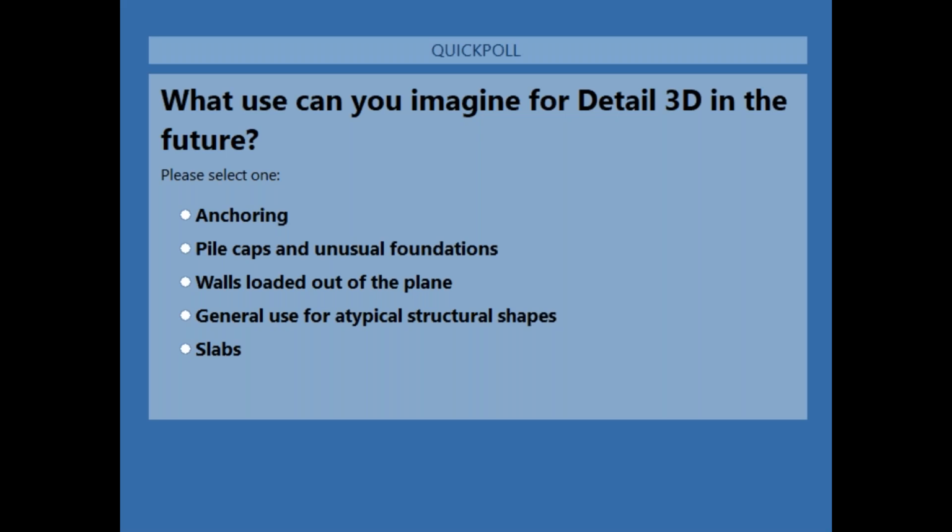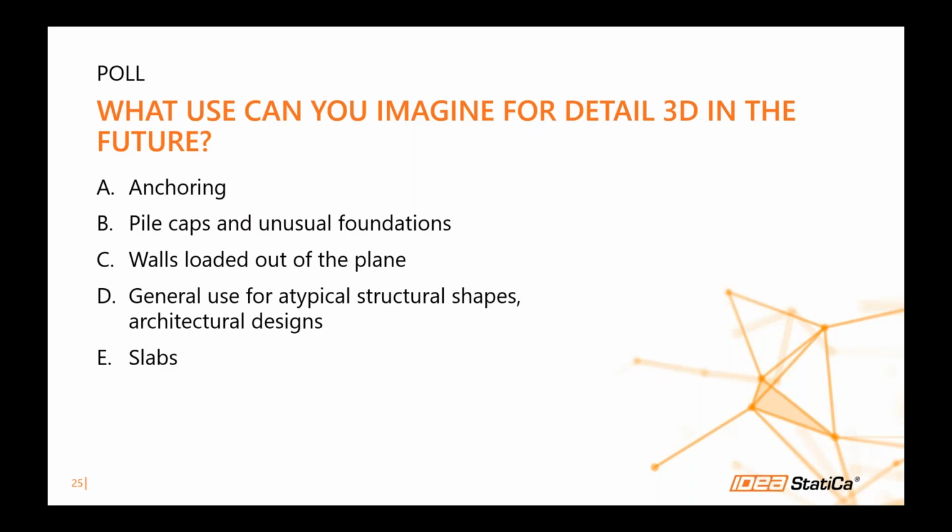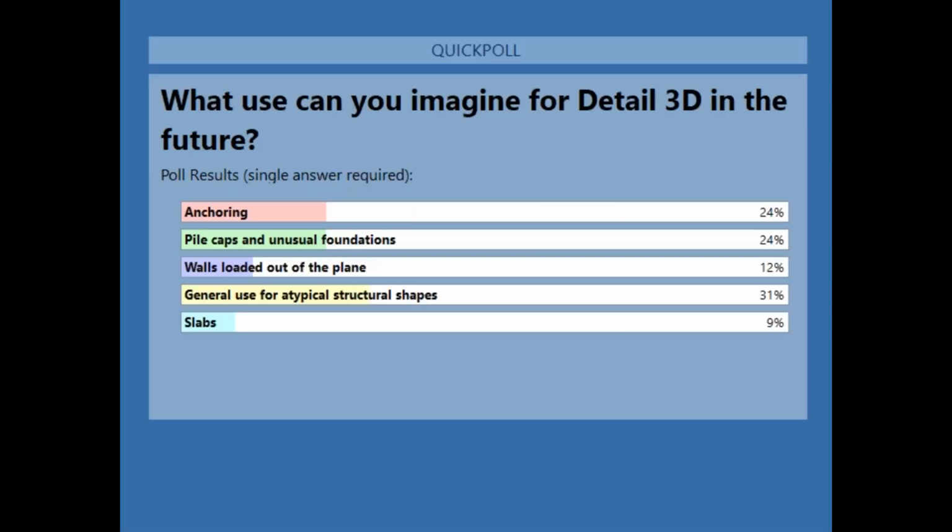So I'm stopping the poll, and let's take a look at the results. It is quite a bit surprising for me because I was expecting that the winner would be anchoring, but probably we have some concrete experts here, so you are probably going to use it for general use of atypical structures. Again, thank you for the results.